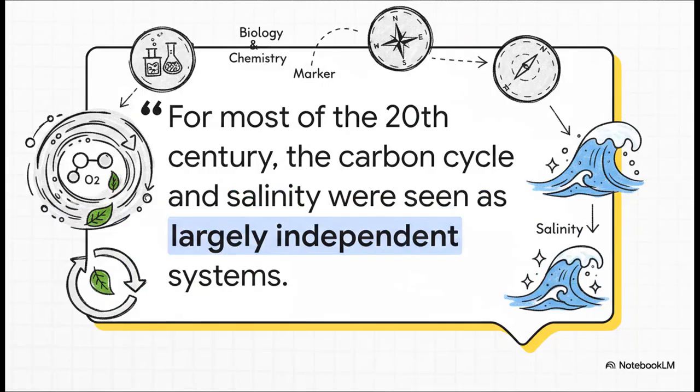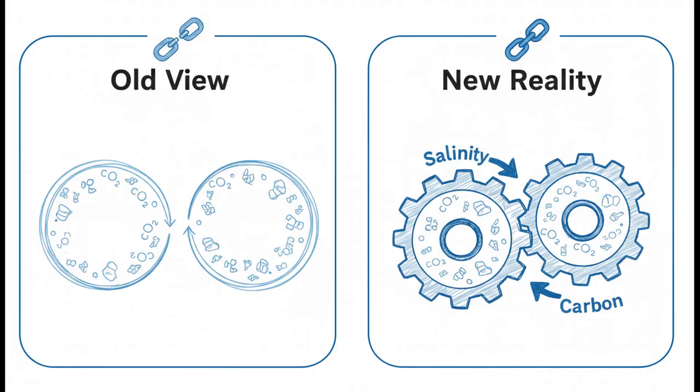For most of modern science, researchers treated the ocean's carbon cycle and its salt content as two completely different things. They were seen as independent systems. One was all about biology and chemistry, and the other, salt, was just seen as a way to trace where ocean currents were going. But we now know that's just not right. The reality is, they're a tightly coupled system.